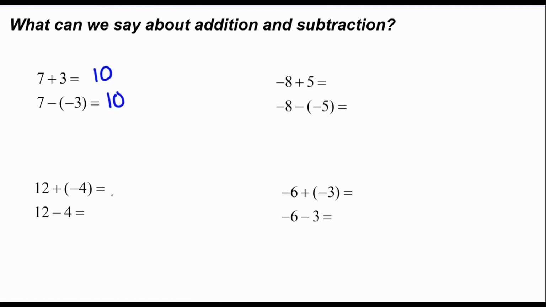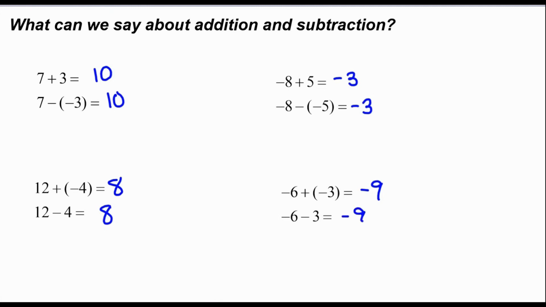And 12 plus negative 4 is 8. There's canceling going on there. And 12 minus 4 is 8. These are identical expressions. Negative 8 plus 5, there's some canceling going on there. That's negative 3. And then negative 8 minus a negative 5, you're taking away a negative, so that's going to increase the value by 5, and that's going to put me at negative 3 as well. And then the last one, negative 6 plus negative 3, these are combining, is negative 9. And then negative 6 minus 3, I'm decreasing the value by 3, is also negative 9.